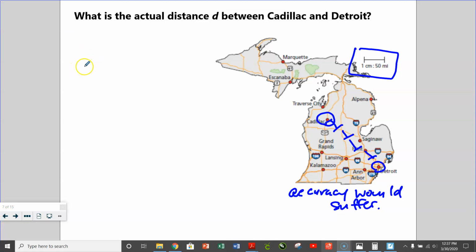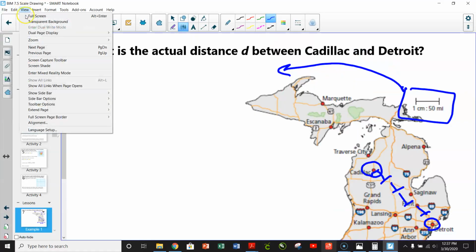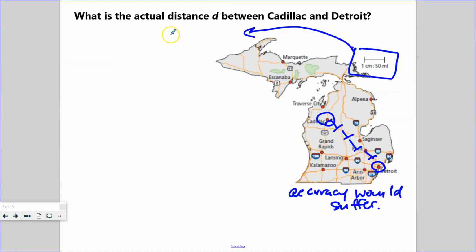okay? And we have our scale, right? So that's good. Something's going on here. All right, so we have our scale, right? And from our scale, we're going to use that. So we have 1 centimeter over 50 miles. For every 1 centimeter on this map, it's 50 miles in real life.